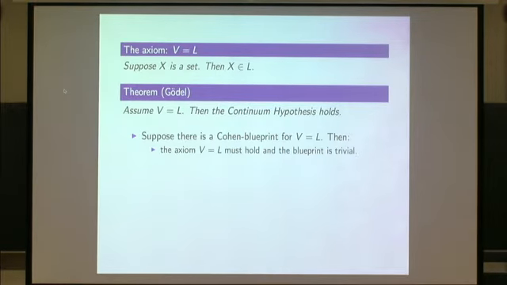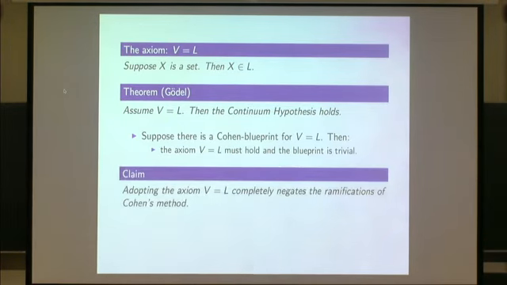Suppose there's a Cohen blueprint for V equals L. Then the axiom V equals L must hold and the blueprint is trivial. Adopting the axiom V equals L completely negates the ramification of Cohen's method. Could this be it? Looking good. We have an axiom that settles the CH and an axiom that is immune to Cohen's method.